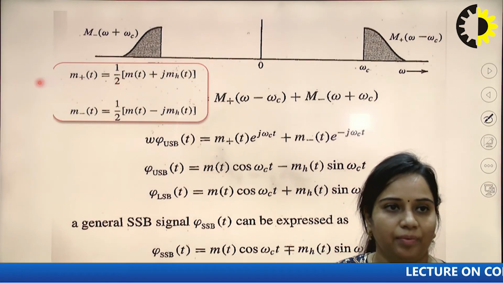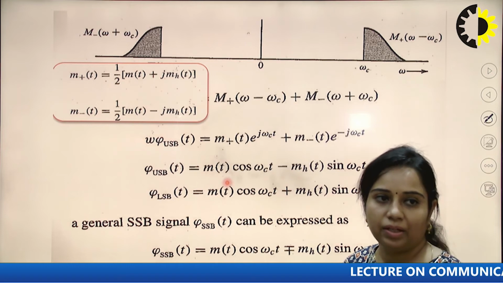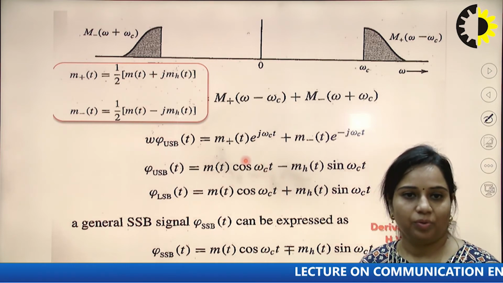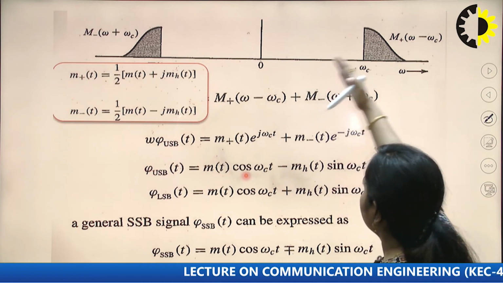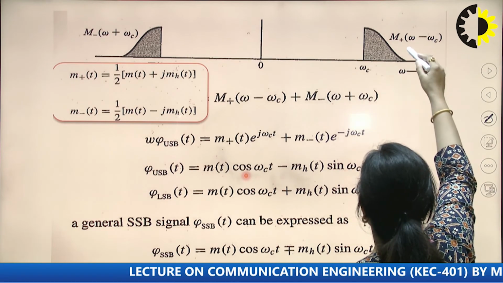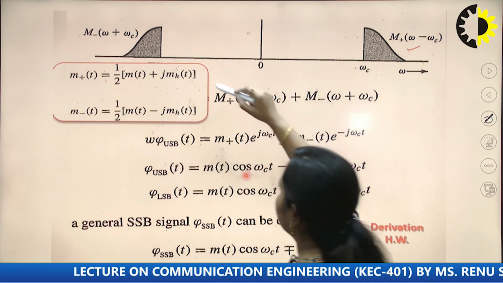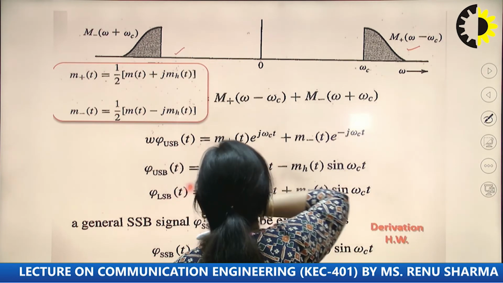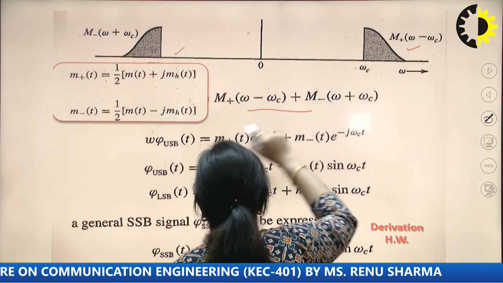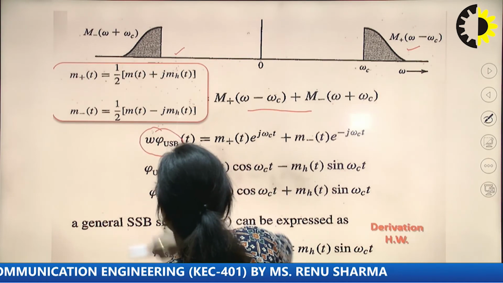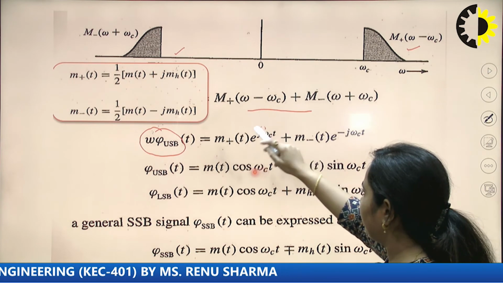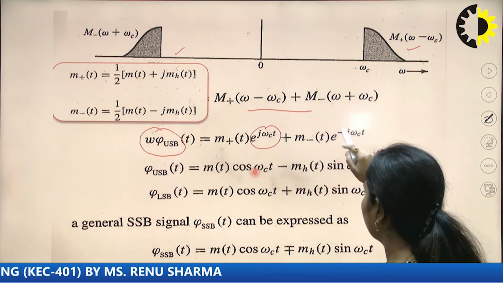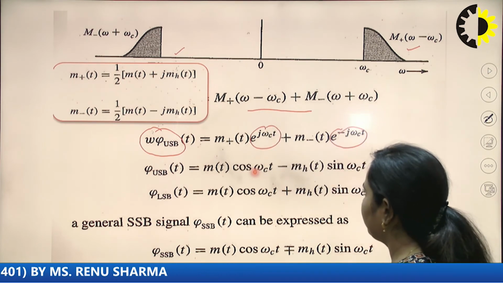Now from here it is much clearer how the equation of this LSB or USB will be derived. In this spectrum, you can see this will be M of plus omega minus omega c, and this is M of minus omega plus omega c. When these two are added together, this will be the USB term. Because here there will be a cosine term, you can convert it into e to the power j omega ct and e to the power minus j omega ct.